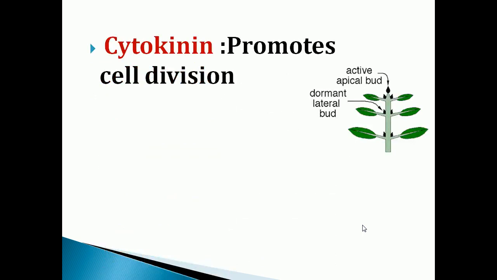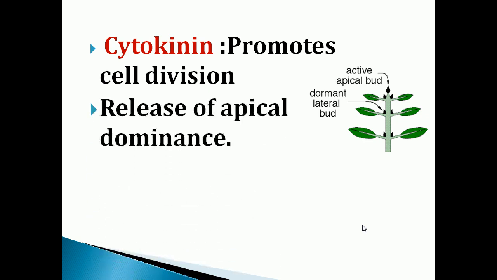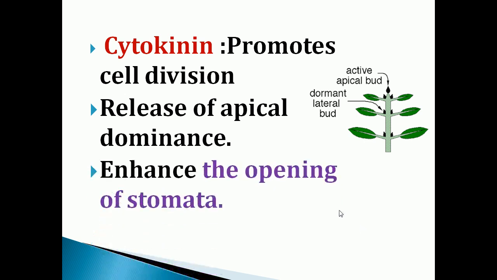Now the next plant hormone is cytokinin. Cytokinin will promote cell division. It helps in the release of apical dominance. Apical dominance means the central stem becomes harder than the side stems, that is, the branched stems. The central part of the plant is where the other branches get connected.